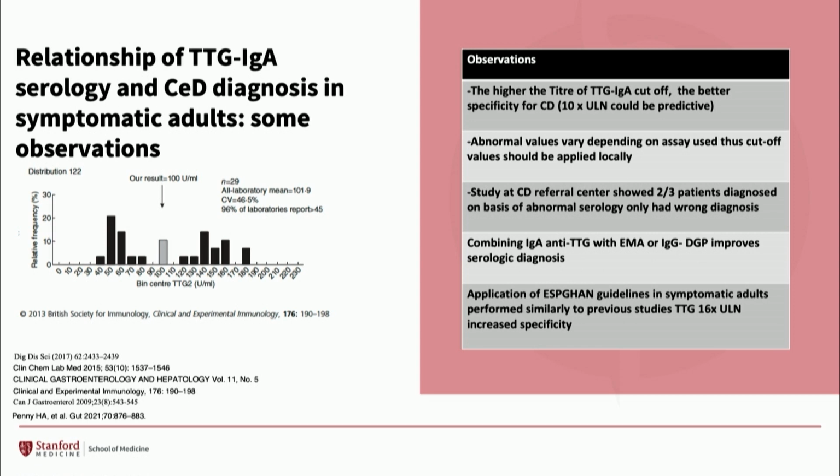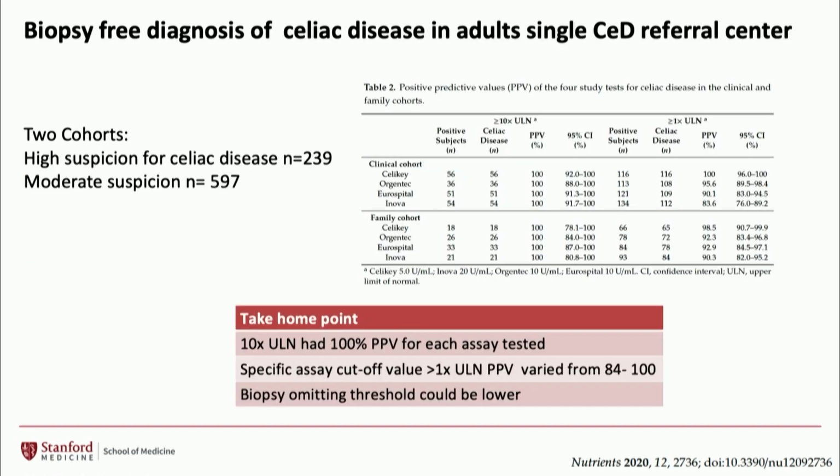had the wrong diagnosis. Combining tissue transglutaminase with other serology improves the diagnosis. But studies do show that there is promise to a biopsy-free approach in symptomatic adults, similar to pediatrics. And some studies do suggest that maybe increasing that to 16 times the upper limit of normal may increase specificity.